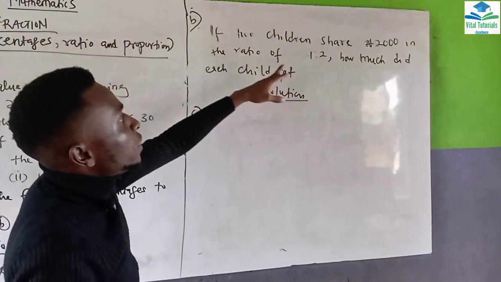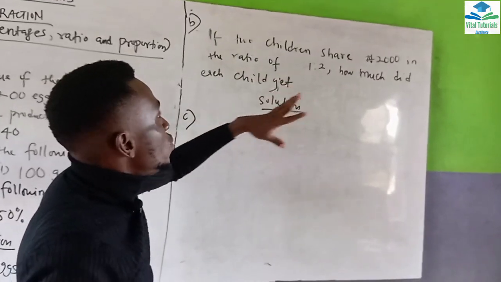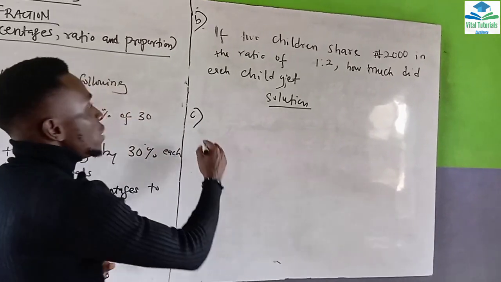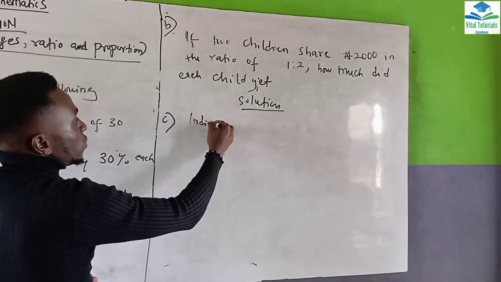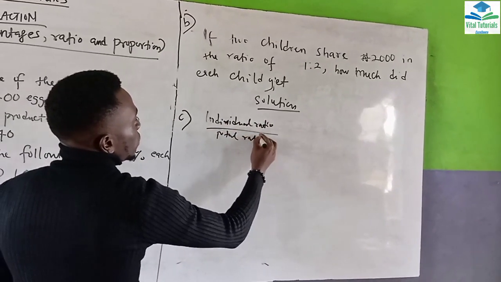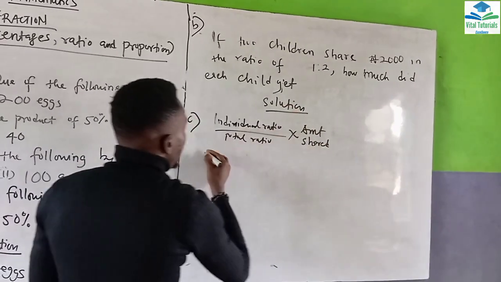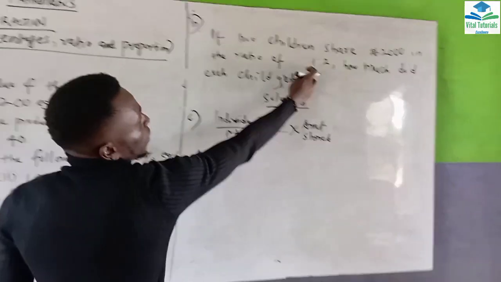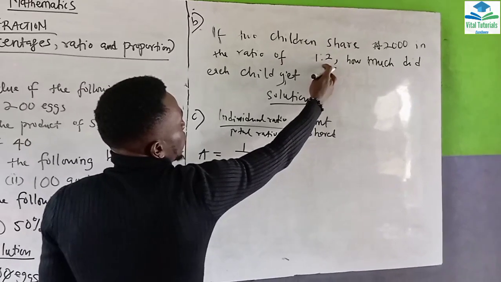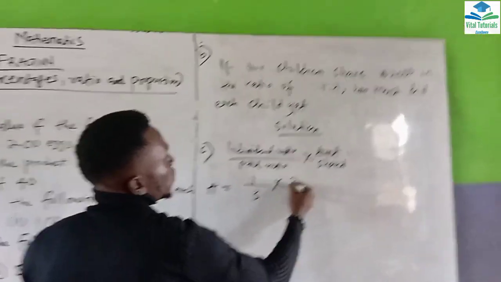Now, if 2 children share 2,000 naira in the ratio 1 is to 2, how much did each child get? Now, for you to know how much each child got, what you do is individual ratio over total ratio times amount shared. Let's say for child A, the individual ratio is 1, right? While total ratio means you have to add everything, right? 1 plus 2, that will give you 3 times 2,000.